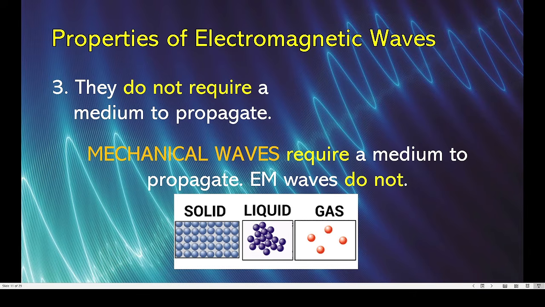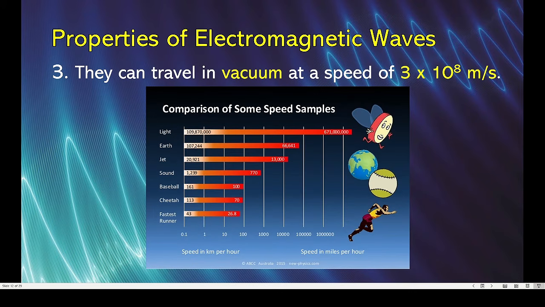Next part of this property, they can travel in vacuum at a speed of 3 times 10 raised to 8 meters per second. So in your screen, you can see a pictorial representation of the comparison of some speed samples. However, the units here are not in meters per second kasi m/s is meters per second. Okay, here the speed is in kilometers per hour and miles per hour. However, you can see how fast that speed is we are referring to.